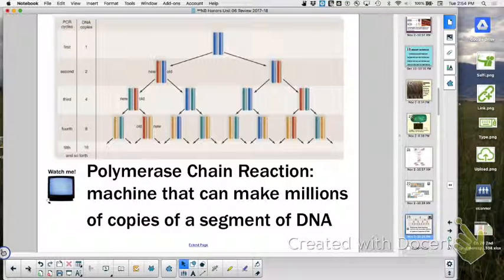Polymerase chain reaction. Polymerase. Poly means many. So this basically forces what happens in a normal cell cycle during the S stage. It forces it multiple times to occur. And it does that through a series of heating and cooling cycles. That's why it's called a thermocycler. And in the thermocycler, you have to have enzymes to make it happen.